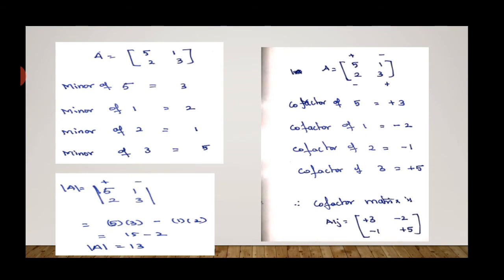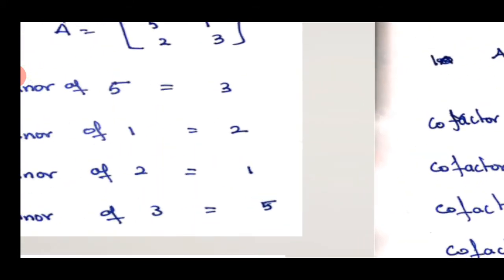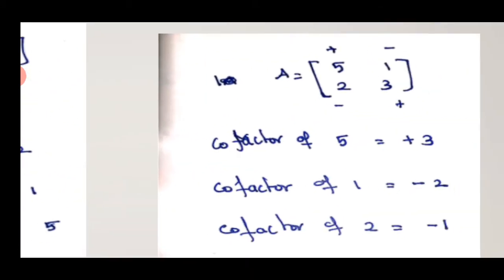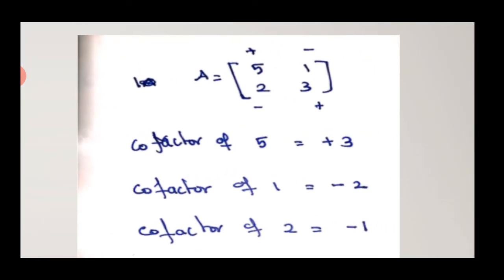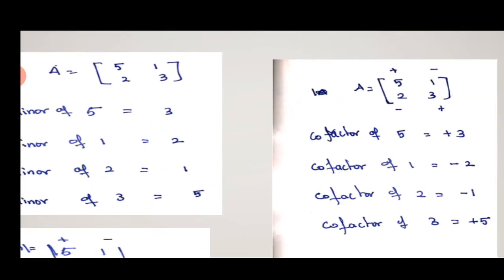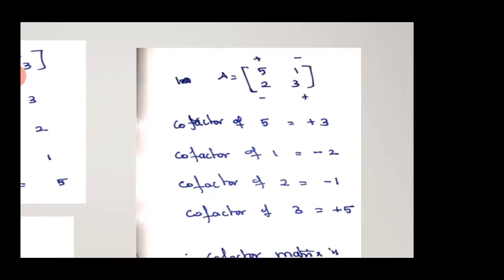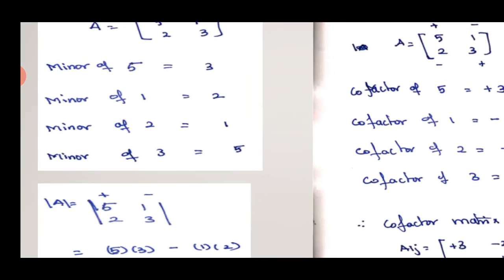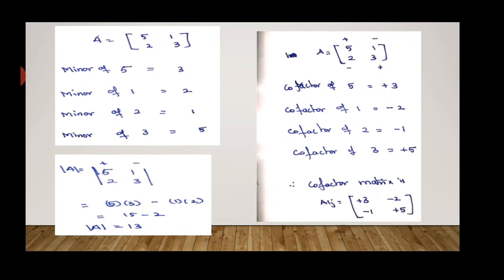On the left side you see the minors. Minor of 5 is 3. Above 5, what sign do we have? Plus. So if you assign plus to this 3, you'll be getting plus 3. The minor becomes the cofactor when you multiply the sign with the minor. That's all. What is the minor of 1 here? 2. Now for 1, what sign do we have? Minus. So multiply the minus with the minor of 1, so minus 2, right? Now what is the minor of 2?